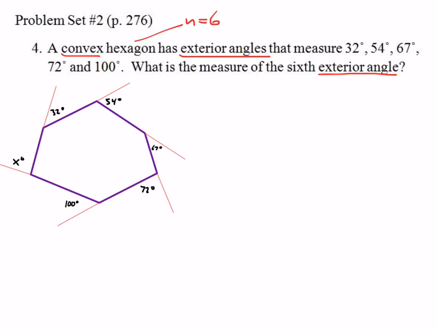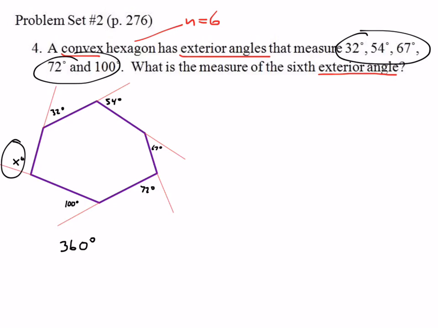We know that for any convex polygon, the sum of the exterior angles is always going to be 360 degrees. Doesn't matter how many sides it has. So really, I can take these angles plus my x and add them up to make 360. Okay? So go ahead and solve the rest of this problem yourself.